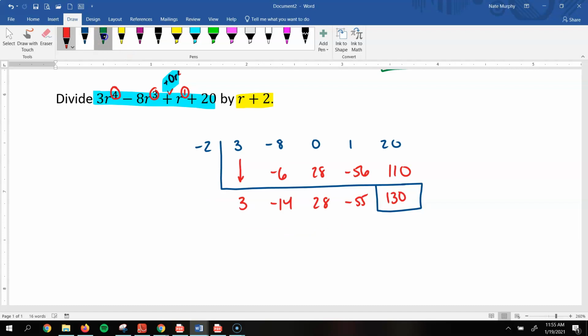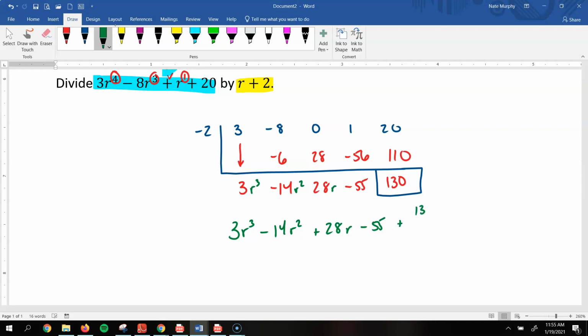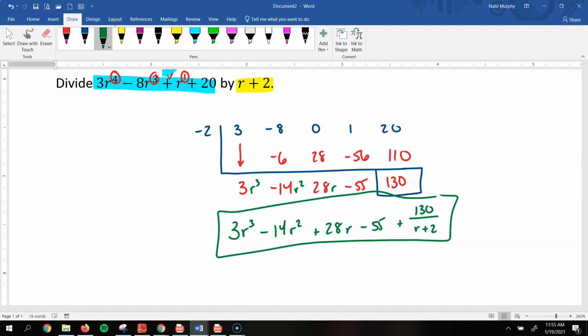So now we got to put in our values. We're dealing with r's here. So remember, what's closest to the box stays a number. So it's going to stay a constant at -55. This would be an r. Now we have not done any like this where we have other ones beyond the x. So we're just going to go in ascending order from right to left. So we have r here, so this will be r squared, and that means this will be r cubed. So your answer would be 3r cubed minus 14r squared plus 28r minus 55 plus, remember when we have a remainder, we say it's plus that remainder over the divisor, which was r plus 2. So that would be your answer for that last one.